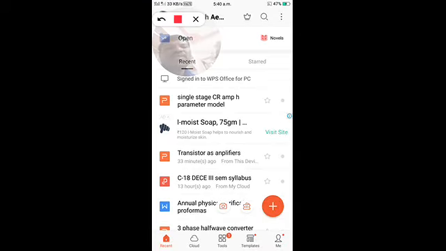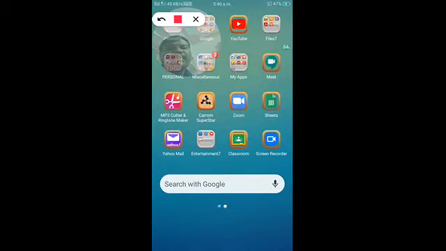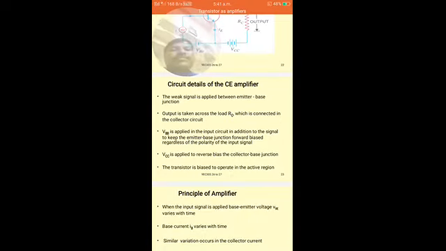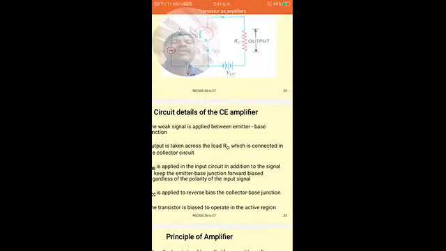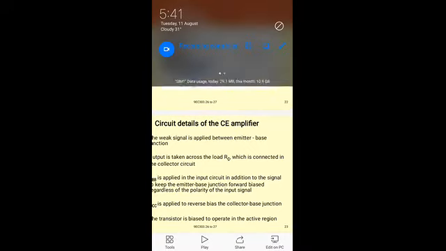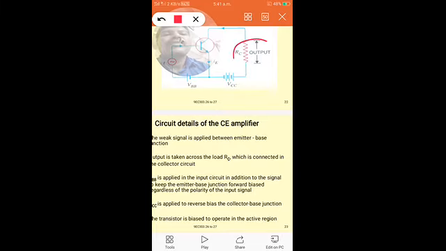So the output voltage is taken across the load collector resistor. We are giving input here, and the magnified, amplified output signal is obtained across this RC voltage.